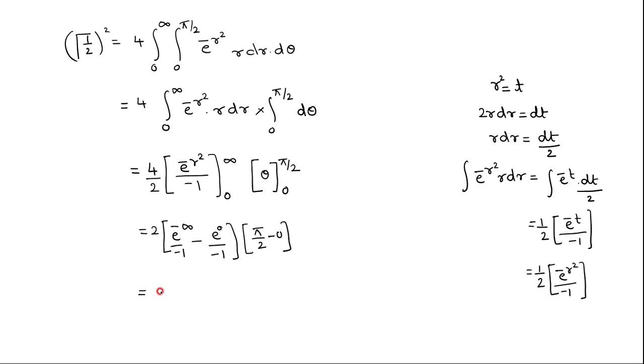So e raised to minus infinity is 0, and e raised to 0 is 1, minus minus becomes plus. So it is 2 into pi by 2. The 2 and 2 get cancelled. Therefore gamma of 1 by 2 the whole square is equal to pi. So we can write gamma of 1 by 2 is equal to root of pi.